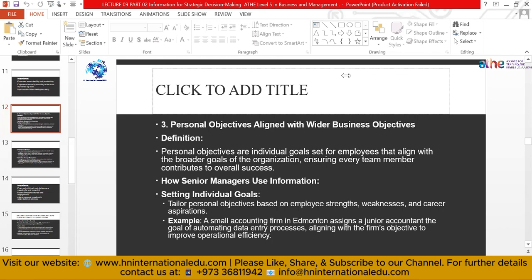First is obviously setting up the goals of the individuals. Tailor the personal objectives based on employee strengths, weaknesses, and career aspirations, what they really want to achieve in their life. And then you can even give them the workshops or trainings. For example, a small accounting firm in Edmonton assigns a junior accountant the goal of automating data entry processes, aligning with the firm's objective to improve operational efficiency.